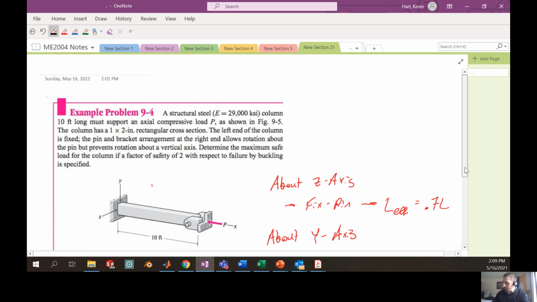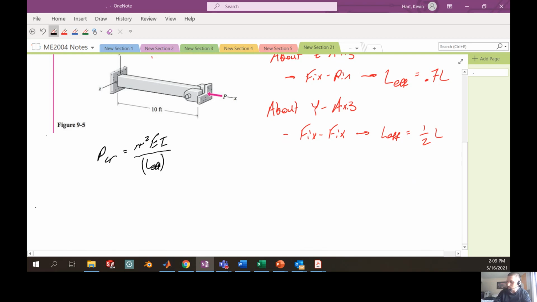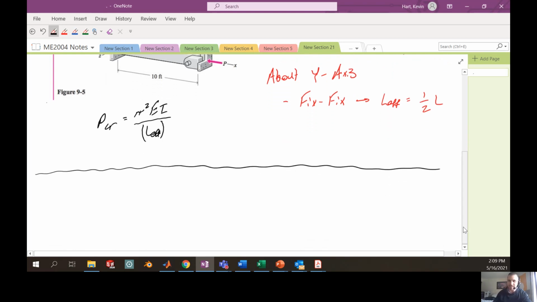Okay, so let's get on with it, and let's show what the critical load for buckling is, for buckling about either one of these axes. Okay. So let's start with the z-axis.